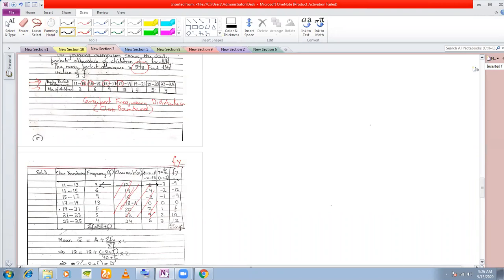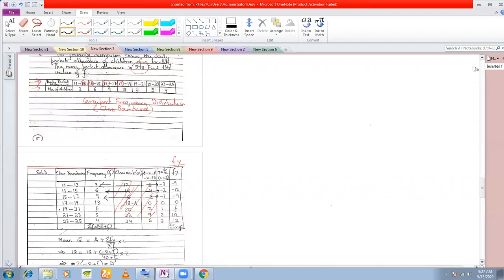So 3 into minus 3 will give you minus 9. 6 into minus 2 will give you minus 12. 9 into minus 1 will give you minus 9, and so on you do for all the elements, for all the rows.